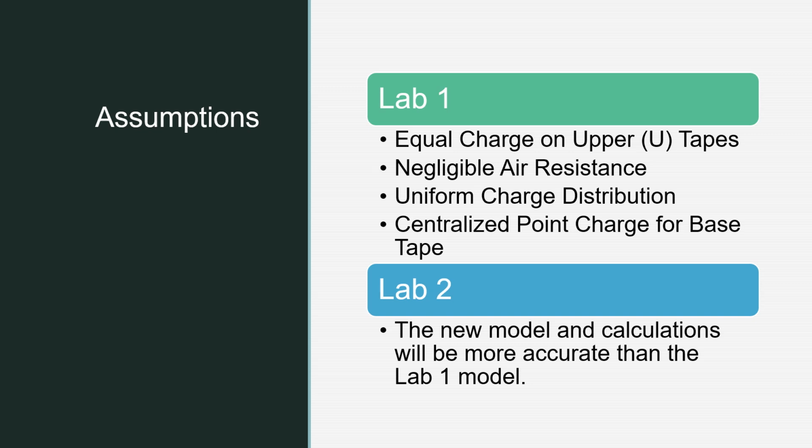Our experiments were based on these assumptions. For lab 1: equal charge on the upper tapes, negligible air resistance, uniform charge distribution, and a centralized point charge for the base tape. For lab 2, the new model and calculations are expected to be more accurate than those from lab 1.